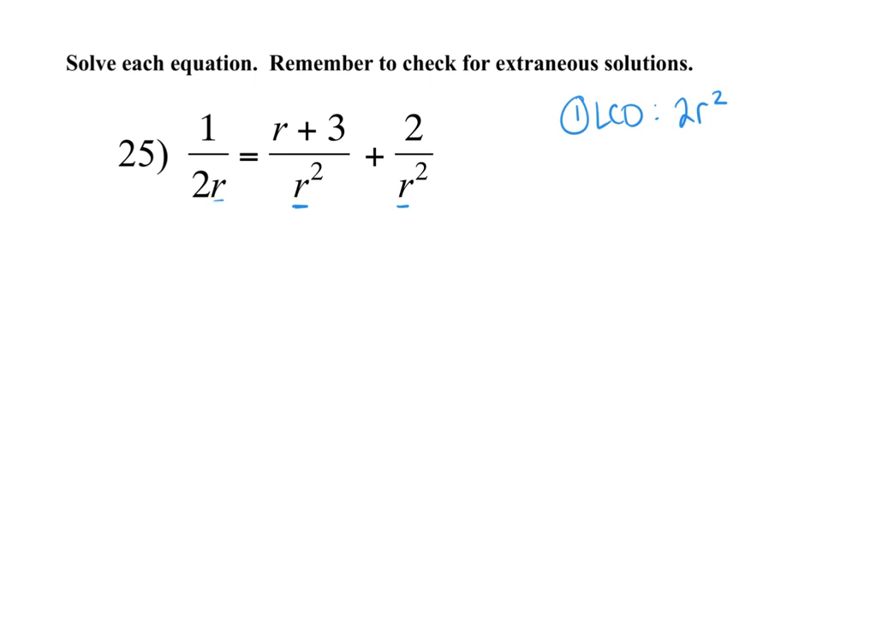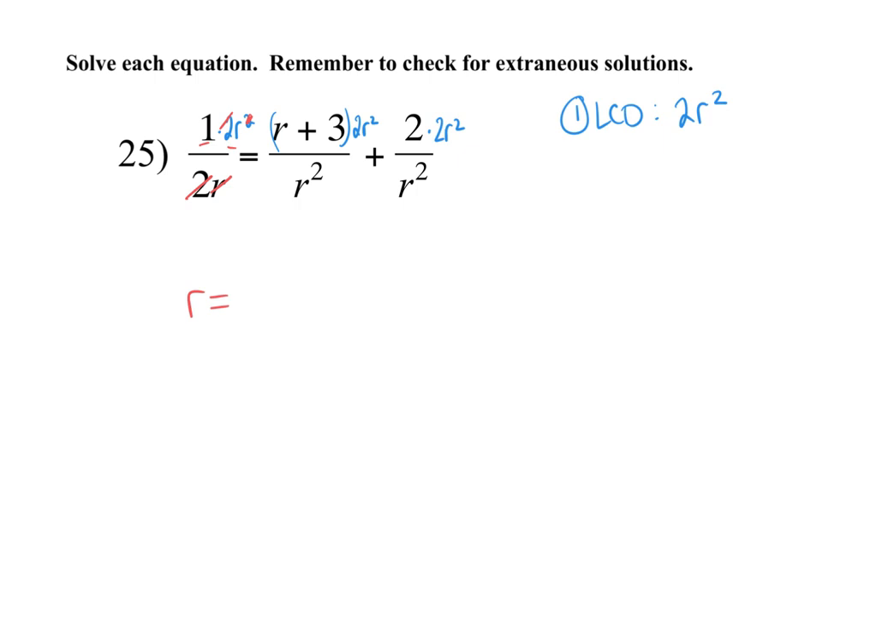Once I've done that, I'm going to do exactly what I did on the prior page. I'm going to multiply everything by the 2r squared. So I'm going to multiply every single one of these by the 2r squared. And I'm going to cancel the denominators. So in this first group, I have the 2 can cancel and one of my r's can cancel. So I'm left with just 1 times r. Put my equal sign down, don't forget that.